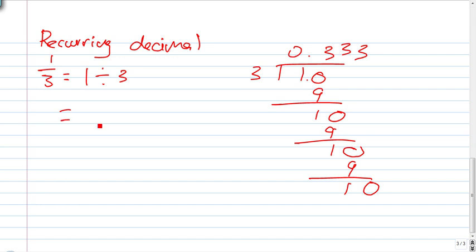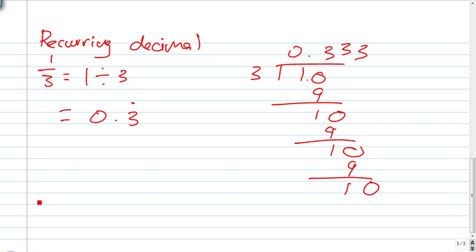So we can write 0.3 with a dot above it. The dot above the 3 shows that the digit 3 is repeating. So these are just some examples of recurring decimals.